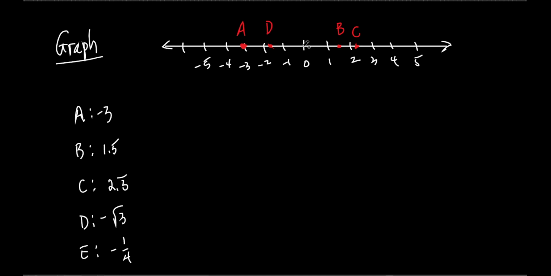-1/4. Well, 1/2 would be halfway, right? 1/4 would be here. So it would be about right there, -0.25, right? And this would be E. And that's all they're asking you to do. And that's one of the other examples. That's actually example 2. Everybody good with that? Yeah, super easy.